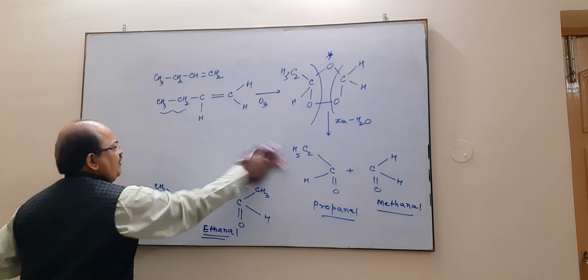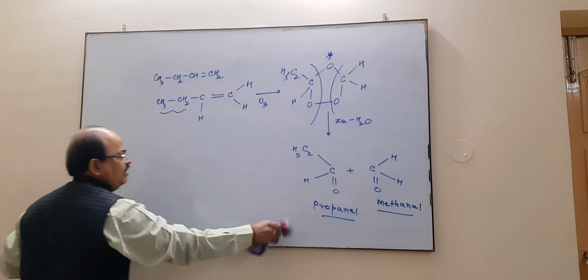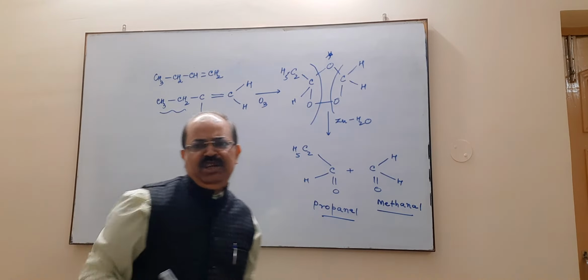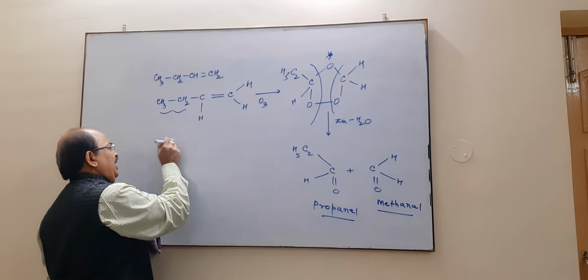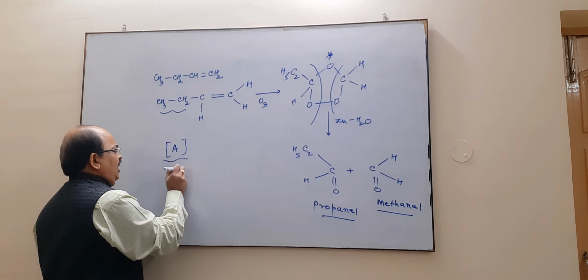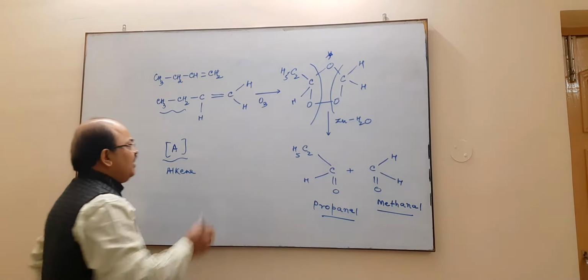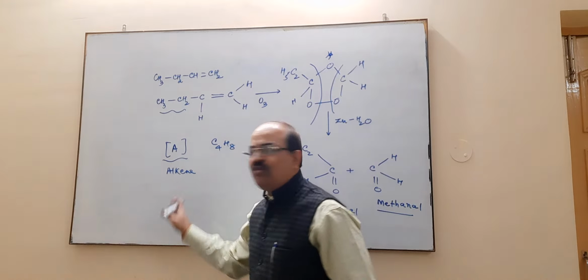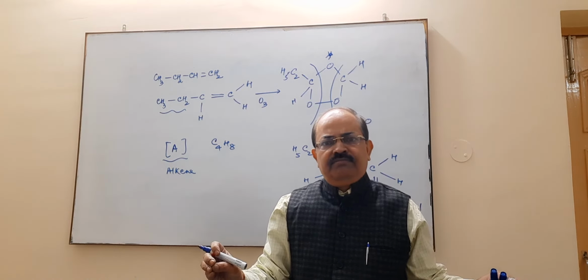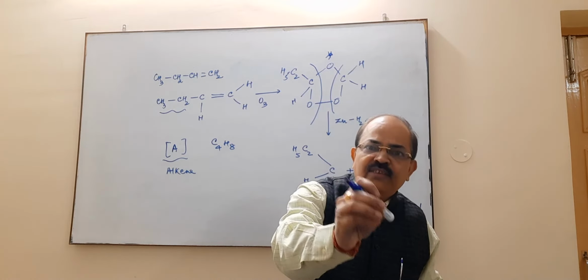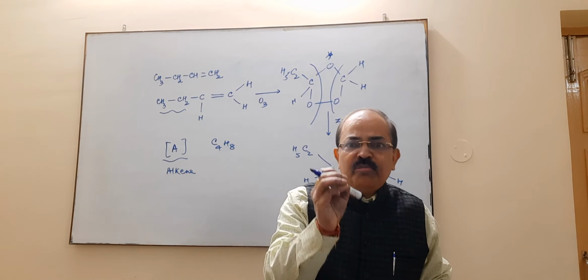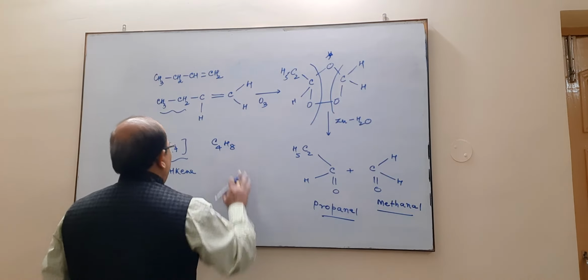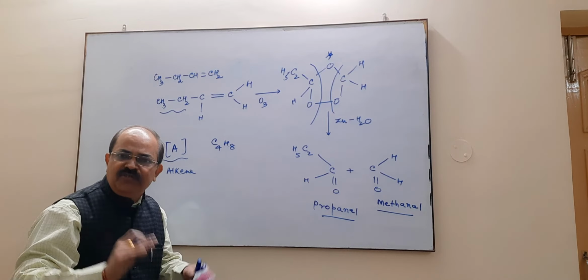Suppose somebody asks you a very simple question: I have an alkene A which has the molecular formula C4H8. It may be butene, it may be isobutene. If the formula is C4H8 and it is an alkene, alkene means there must be a double bond.